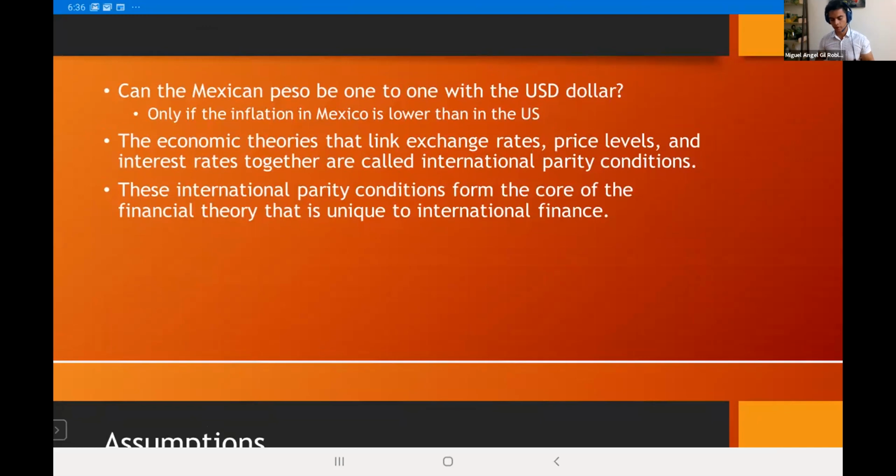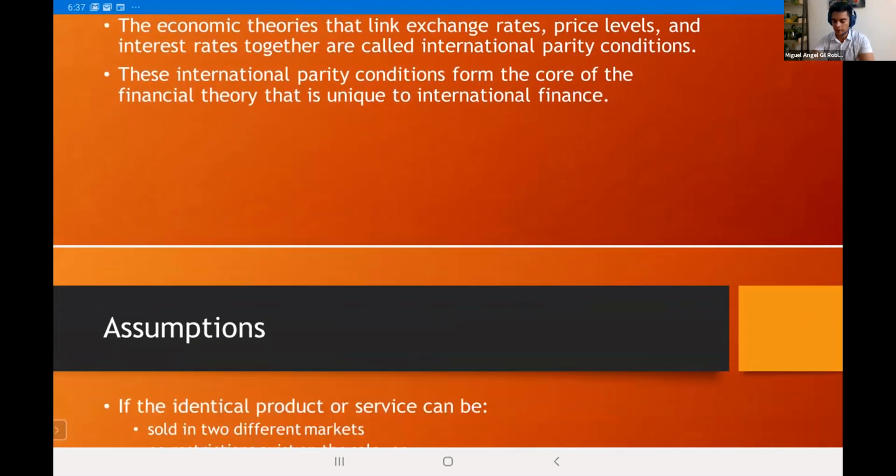And we are going to study this because this is the core of everything in international finance. If we want to predict what's going to happen with our investment in another country, if we want to predict the income that we are going to get from a subsidiary in another country, we need to be aware of all of these theories.